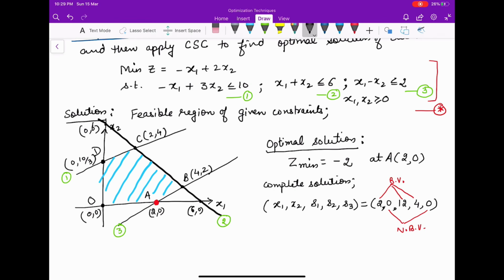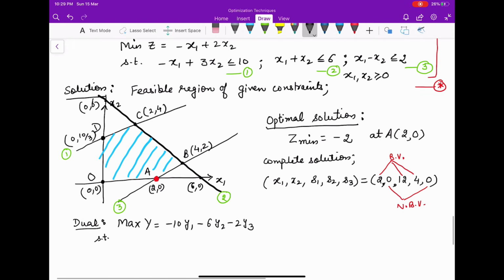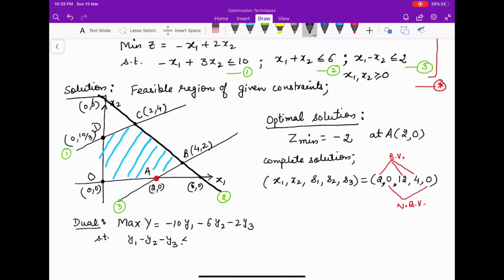Now let's write the dual of the primal problem. What is given? So our dual is minus 10y1 minus 6y2 minus 2y3 subject to y1 - y2 - y3 ≤ -1, -3y1 - y2 + y3 ≤ 2, and we take all the decision variables non-negative.